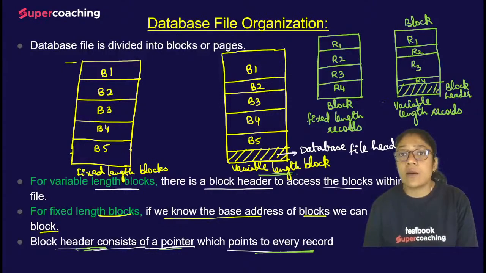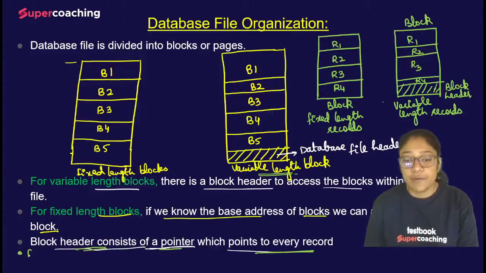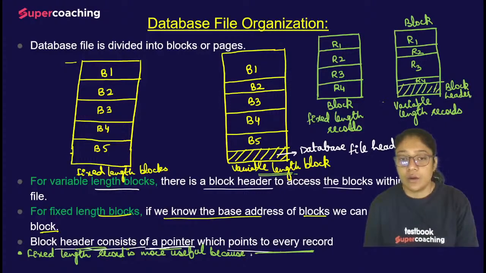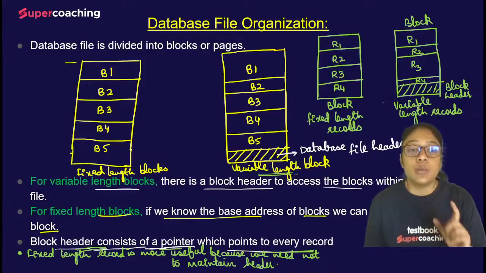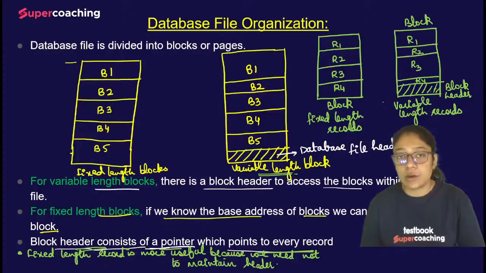Fixed length records are more useful because in that case, we do not need any header. Let me write this point. Fixed length record is more useful because we need not to maintain any header. तो इसके बाद जो भी हम records की बात करेंगे, we will be now talking about only the fixed length records. Is this clear?